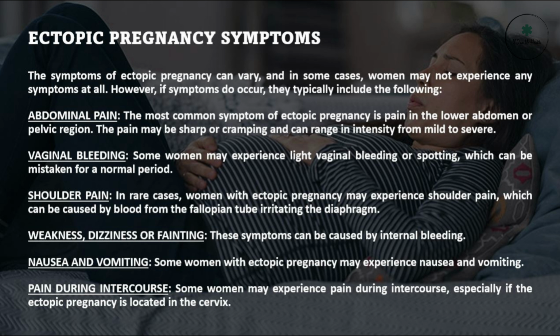Shoulder pain. In rare cases, women with ectopic pregnancy may experience shoulder pain, which can be caused by blood from the fallopian tube irritating the diaphragm. Weakness, dizziness or fainting. These symptoms can be caused by internal bleeding. Nausea and vomiting. Some women with ectopic pregnancy may experience nausea and vomiting. Pain during intercourse. Some women may experience pain during intercourse, especially if the ectopic pregnancy is located in the cervix.